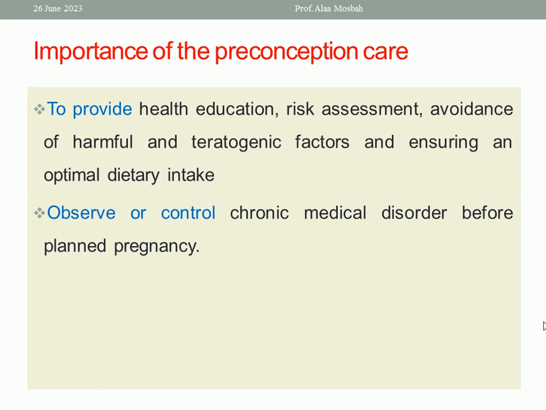Okay. Also, the importance of the preconception care is to control chronic medical disorders before planned pregnancy. If your patient is already diabetic, type 2 diabetes or type 1 diabetes, diabetes should be controlled first. If she is hypertensive, you should control hypertension before planning for pregnancy. And you should control diabetes. If there is thyroid dysfunction, you should control the thyroid dysfunction, and so on. So this is what's called preconception care.